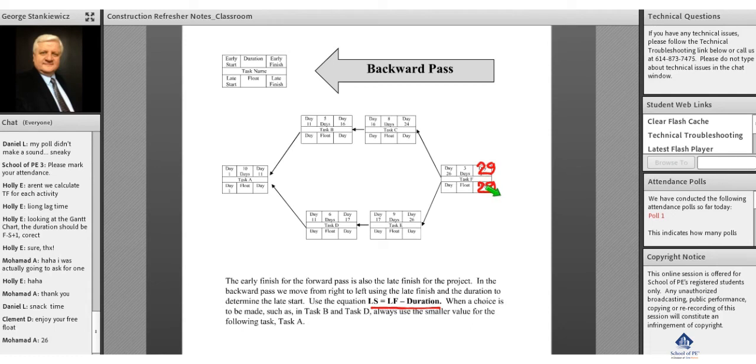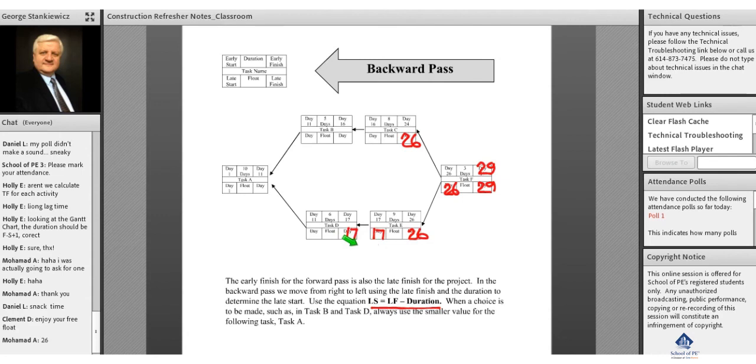And we're now going to use the equation, since we're going backward, from right to left. 29 minus 3 is equal to 26. We take 26 and put it into our late finish for task C and task E. Okay, and so we can then continue with our equation. 26 minus 9 is 17. We immediately put 17 in our late finish for our task D. 17 minus 6 is 11.